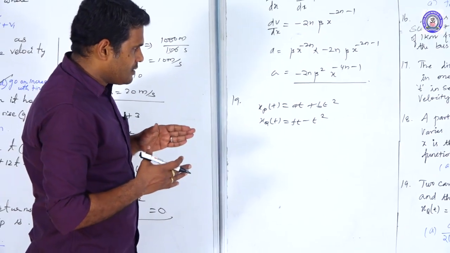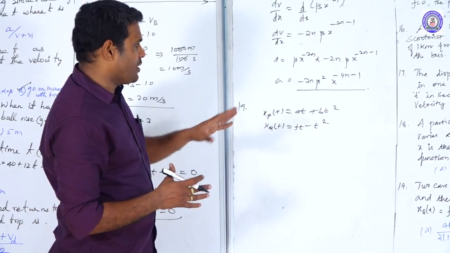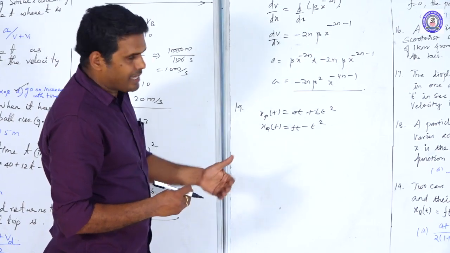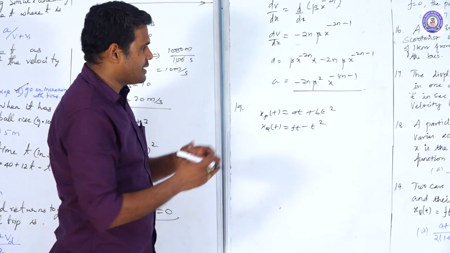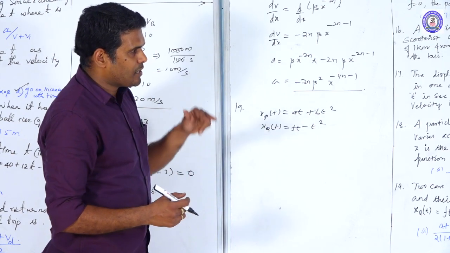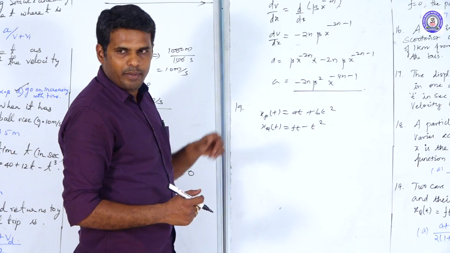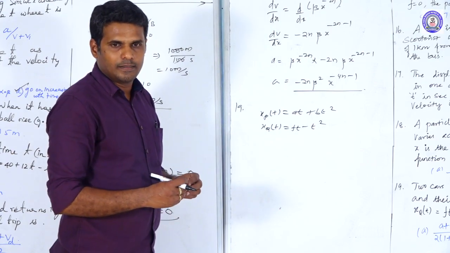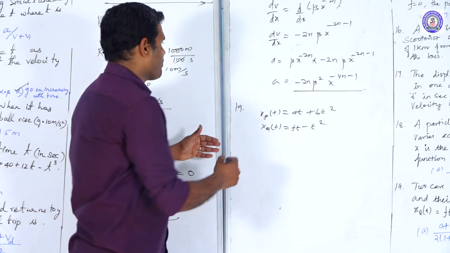They start from the point at the same time in a straight line. They are moving in a straight line, and their positions are given. xp of t is at plus bt square and xq of t is ft minus t square. At what time do the cars have the same velocity? They are asking you to find out the time.